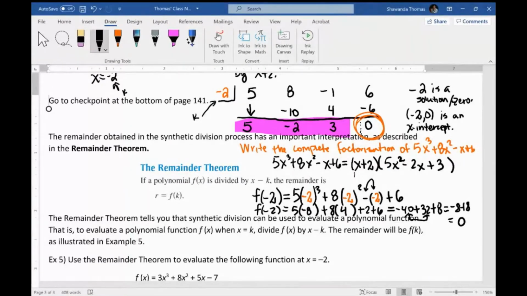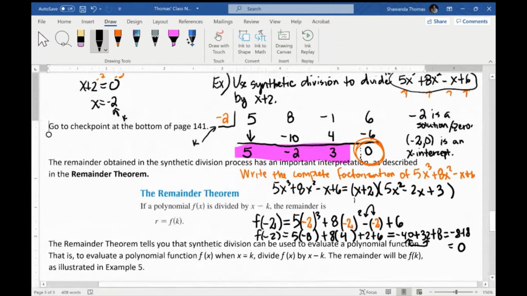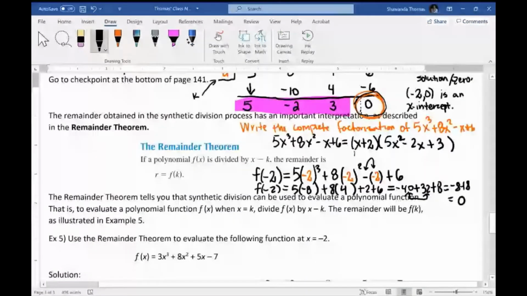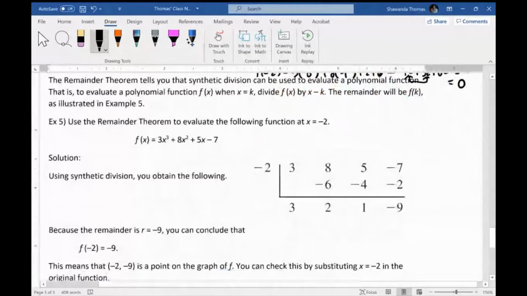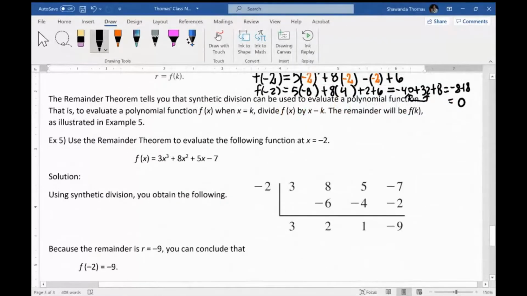If we evaluate the function at a number, we'll get the same answer as if we just use synthetic division. The last number would be the answer, believe it or not. Let's look at another example. This one right here looks very similar. It's not the same though, but it looks very similar.